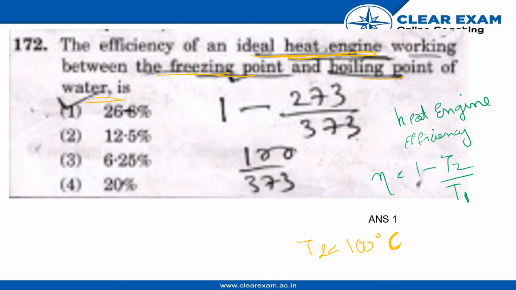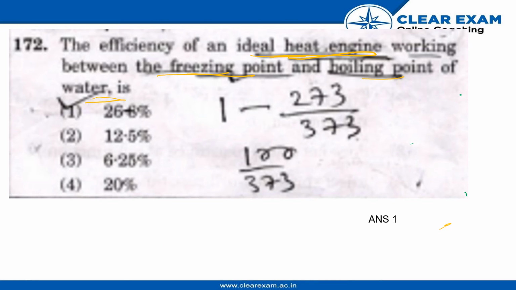So basically we'll convert it into Kelvin. Okay. So now it would be 100 plus 273 Kelvin, and T1 would be 0 degrees Celsius, so that would be 0 plus 273 Kelvin. So it would be 1 minus 273 upon 373.